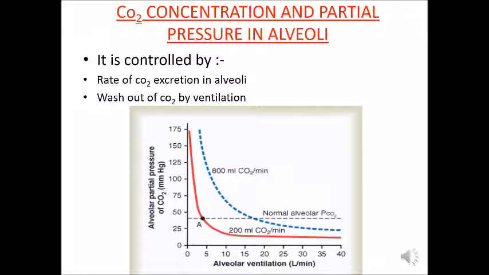Now shift to the blue line. You can see 800 ml of carbon dioxide will diffuse when any person is doing exercise. Alveolar ventilation will increase 4 to 5 times, so about 20 liters per minute, to maintain normal 40 mmHg PCO2 in the alveoli.